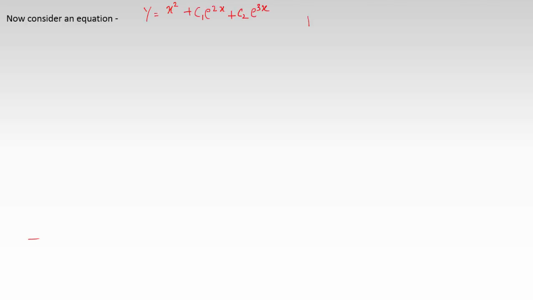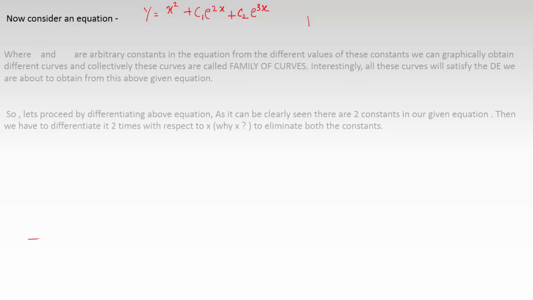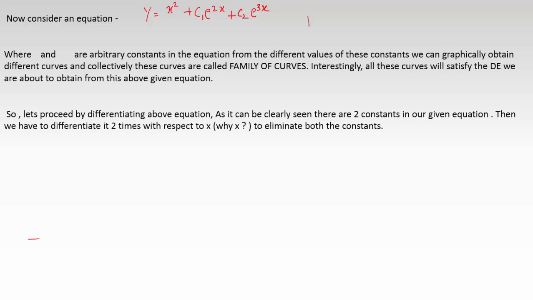Consider this equation: y equals x square plus c1 e to the power 2x plus c2 e to the power 3x. Here c1 and c2 are arbitrary constants, and from different values of c1 and c2 we will get different curves, and they all will satisfy the differential equation we are about to find. That is kind of tricky, so you can read whatever I have written over here by pausing it, and in detail we'll also find the concept of it. So let's proceed.